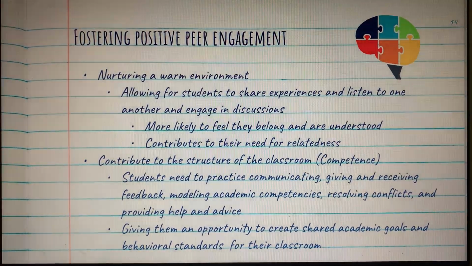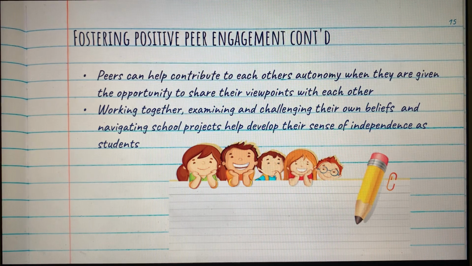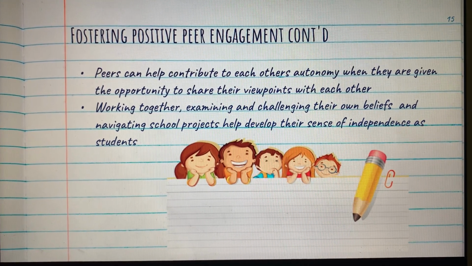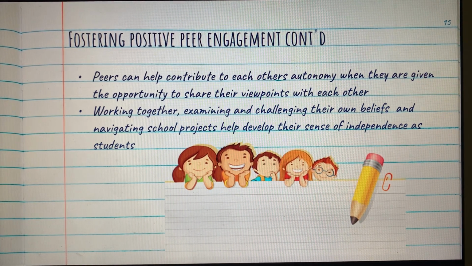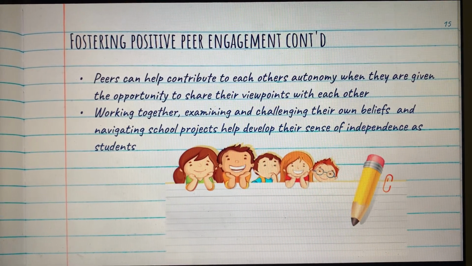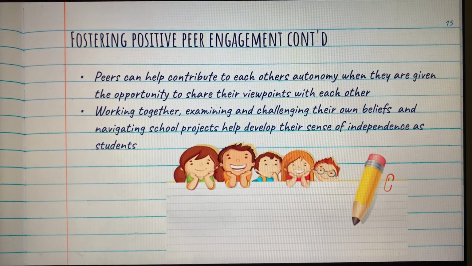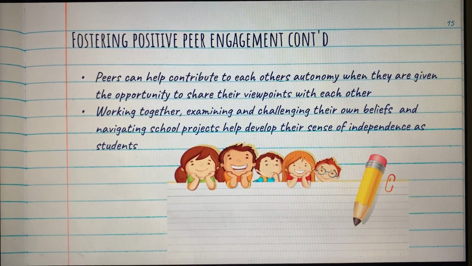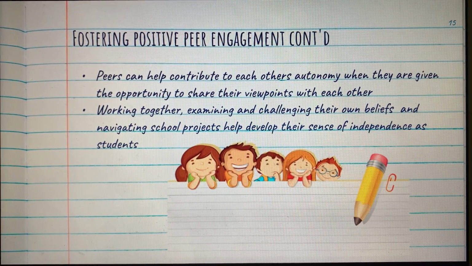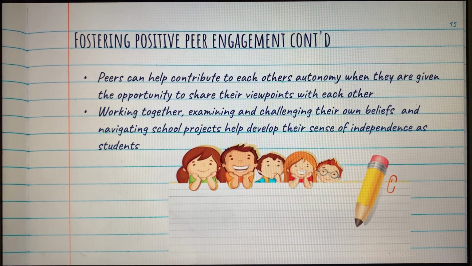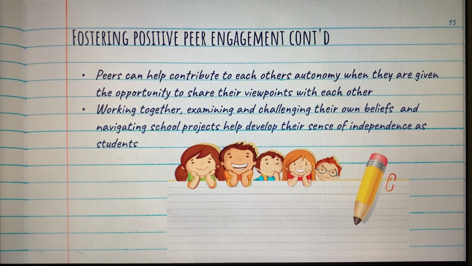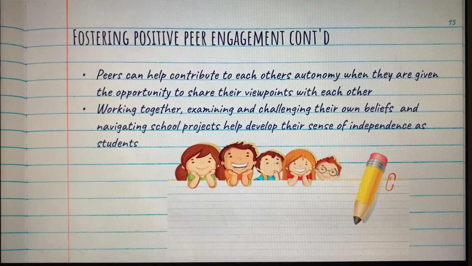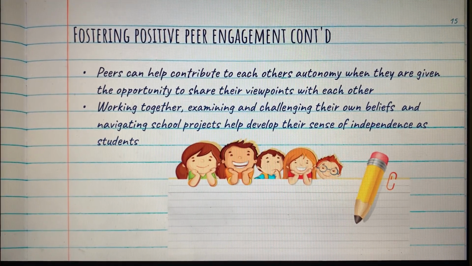And then there's also fostering positive peer engagement. Peers can help contribute to each other's autonomy when they're given the opportunity to share their viewpoints with each other. When they're able to work together, examine and challenge their own beliefs, and navigate school projects, it can help them develop their sense of independence as students, which again leads to a further positive outlook for their future in the academic world.